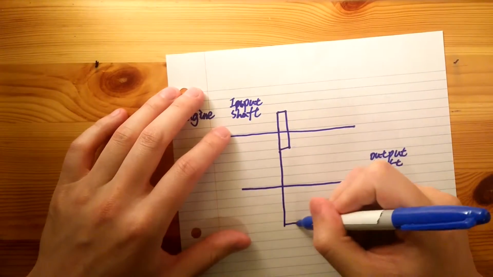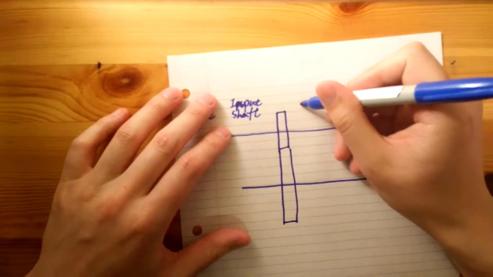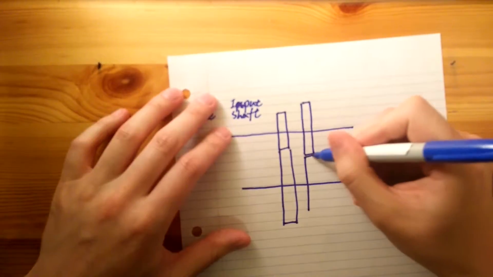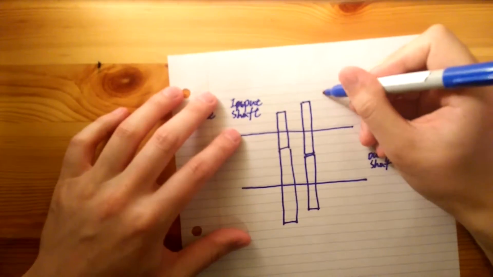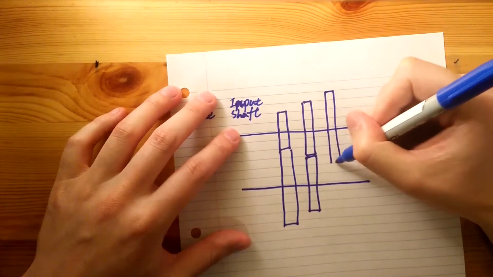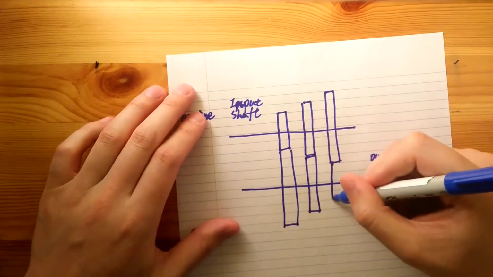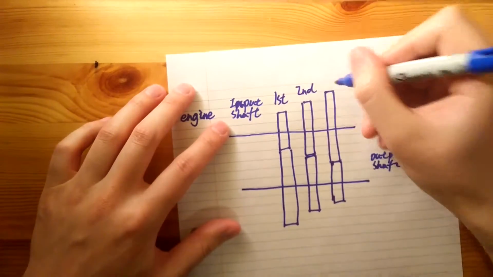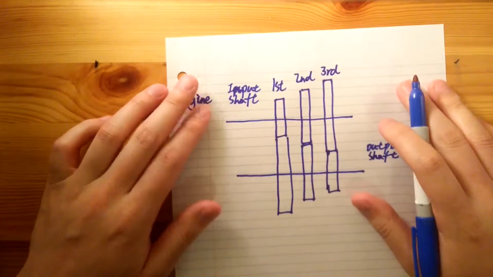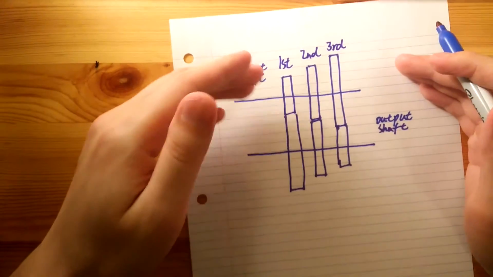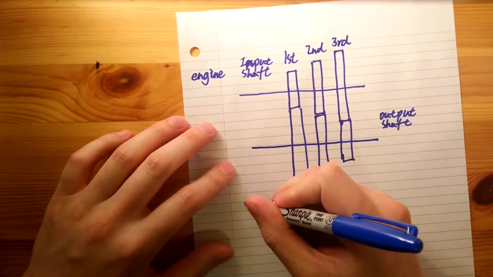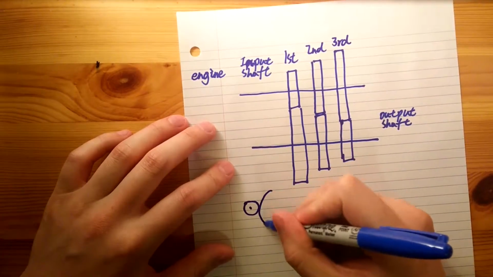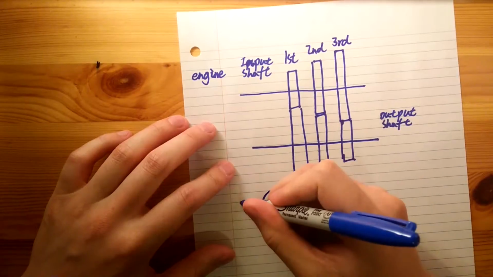Let's assume we're working with a 3-speed transmission. So these things are gears. So we have our first gear, second gear, and third gear. So in the first gear, we have a smaller gear driving a larger gear.